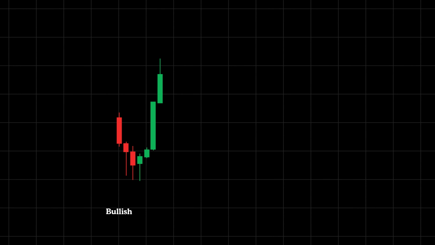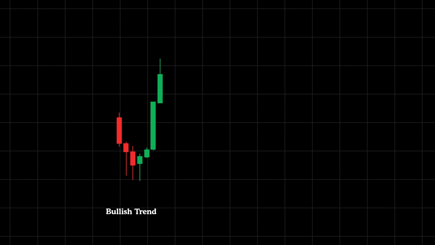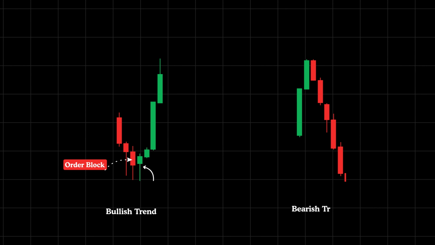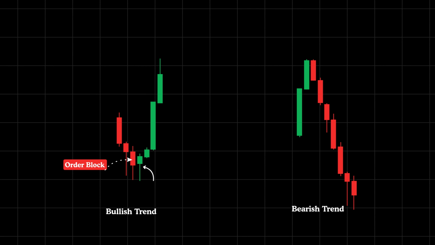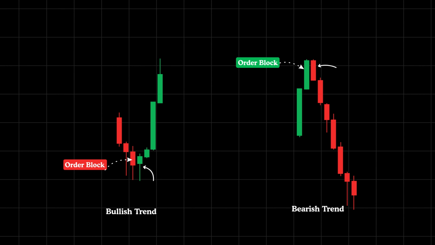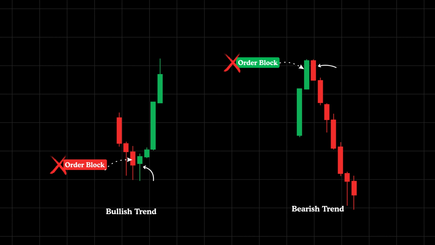Typically, during a strong uptrend, when the market makes a sharp bullish move starting from a green candle, many traders consider the last bearish red candle before that move as the order block candle. Similarly, in a strong downtrend, the first green candle before the price drops sharply is often labeled as a bearish order block candle. However, identifying order blocks using just this visual pattern is a common mistake.